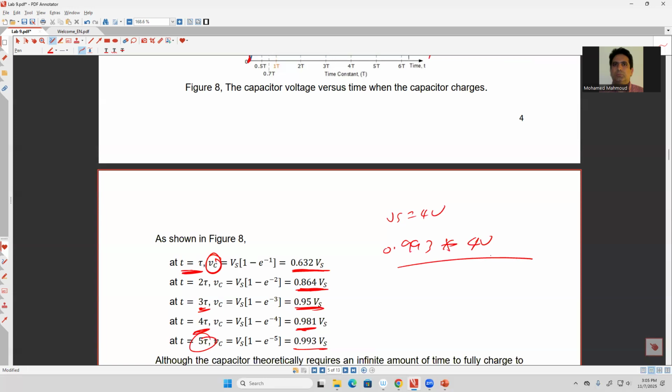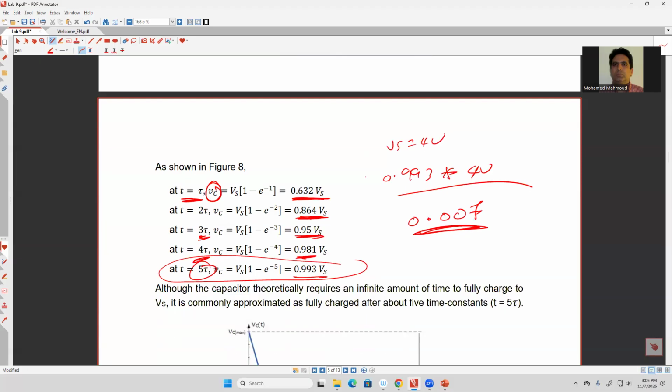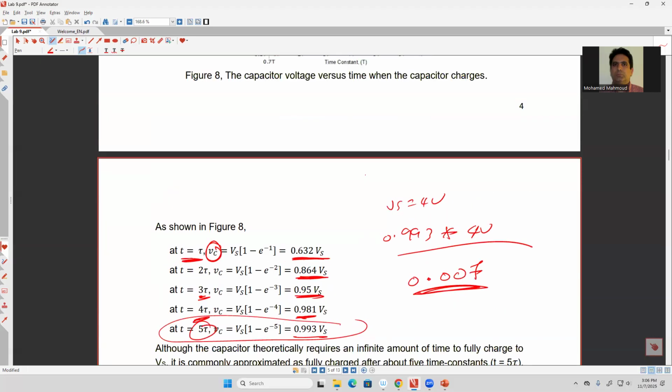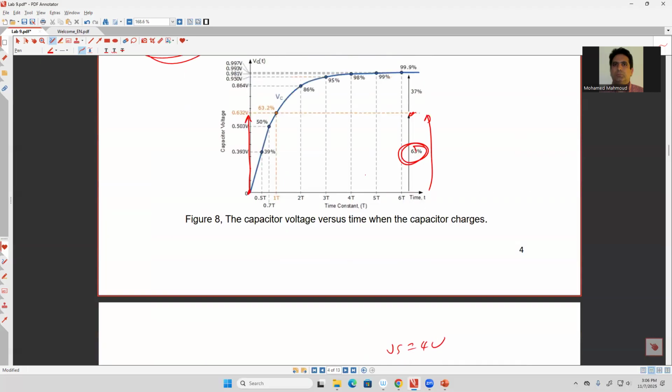That's why I told you we consider that after 5 tau, it's already fully charged. It's not for sure fully charged, because it still needs 0.007. Okay, so it needs a very small amount of voltage, and to fully charge, it needs an infinite number of taus. That's why we consider that once it is 5 tau, it is fully charged. Okay. Why is this important?